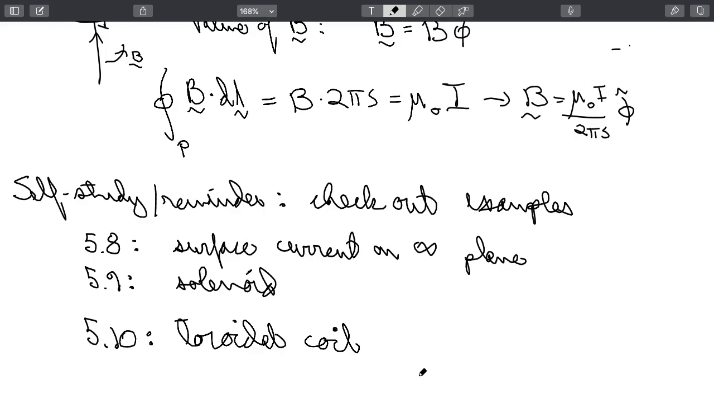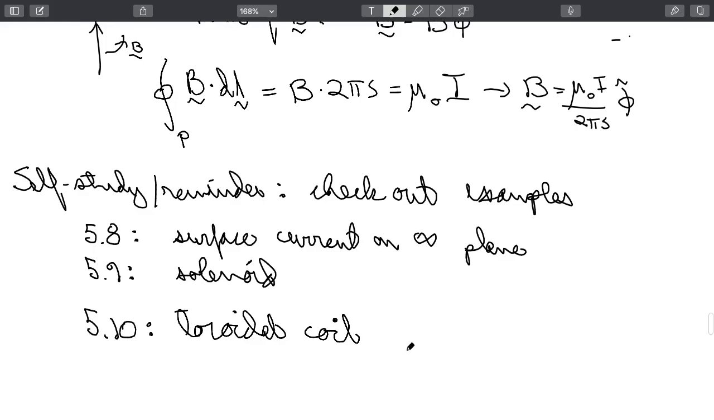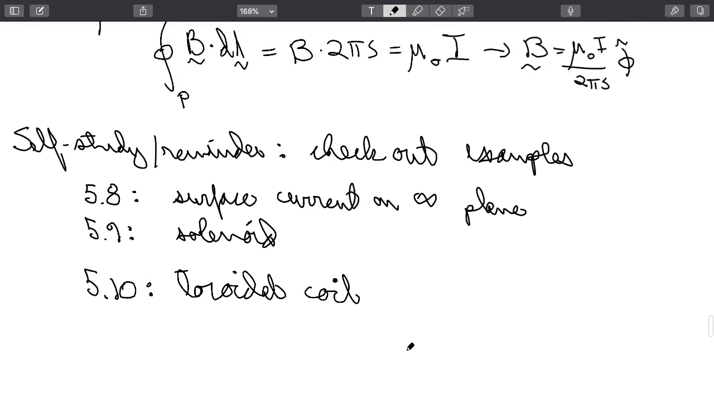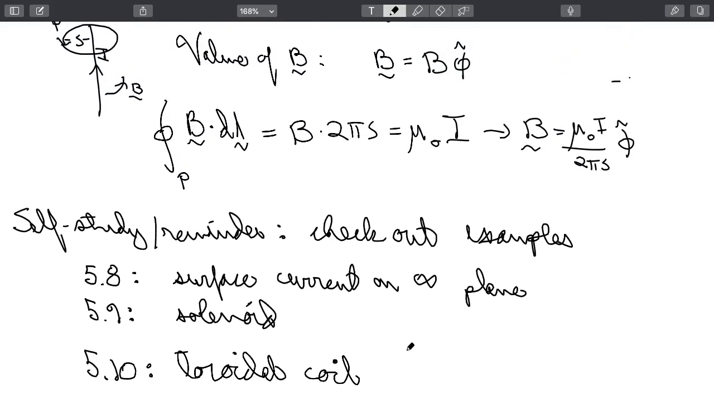So that's the kind of theory. How comfortable are you with Ampere's law? I mean, you did basic examples with it in the first course, no? Or am I assuming too much? Anyway, if you look at these three examples, you'll be in a very good position for the midterm at least.